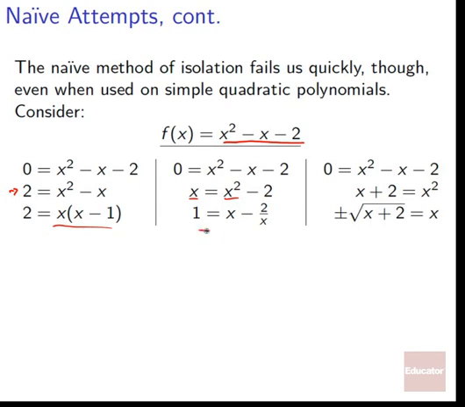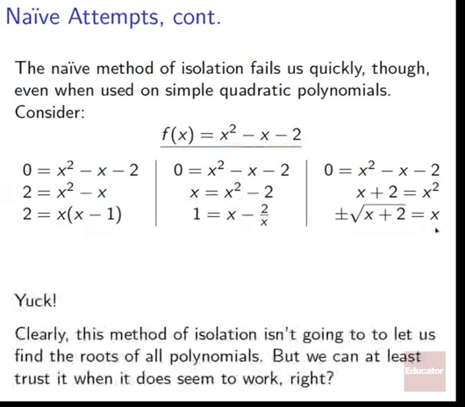So in all three of these cases, it's really hard to figure out what's going on next, right? Yuck. If we're going to try to isolate, we're going to get these really weird things. This method of isolation that we're used to isn't going to work here because we can't get x alone. We can't get the variable alone on one side. It's not going to let us find the roots of polynomials if we try to isolate. But at least we could trust it in those previous examples. We saw we can trust it when it does work, right? So we might as well try it first.